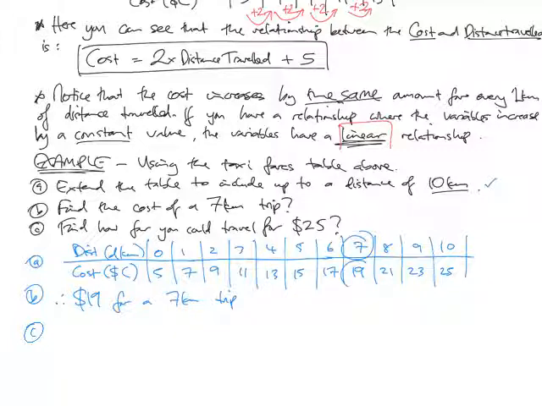C, find how far you could travel for $25. Looking at the table, this is the cost of $25, so I could travel for 10 kilometres. Therefore, 10 kilometres for $25.